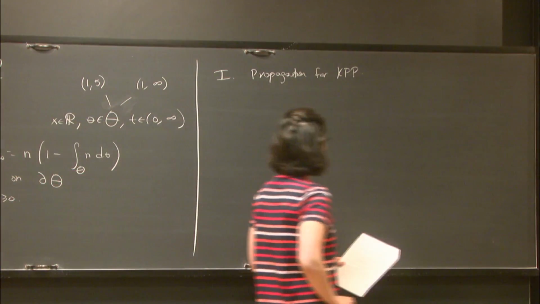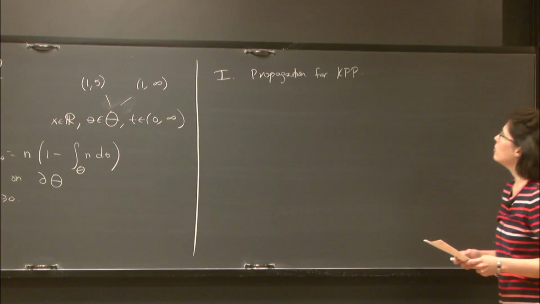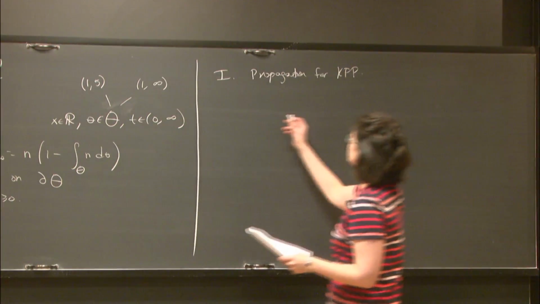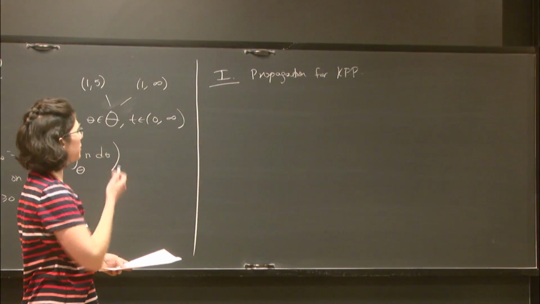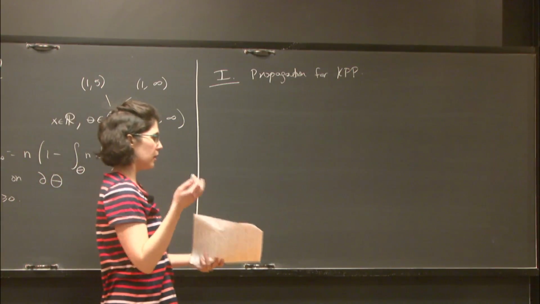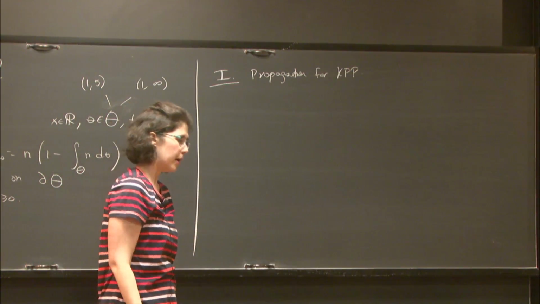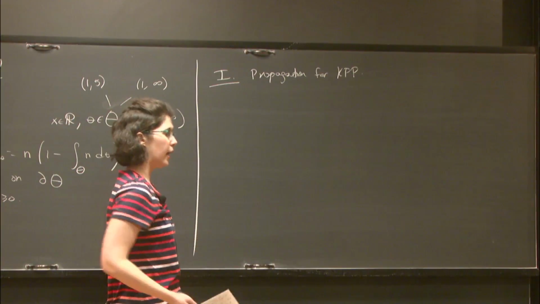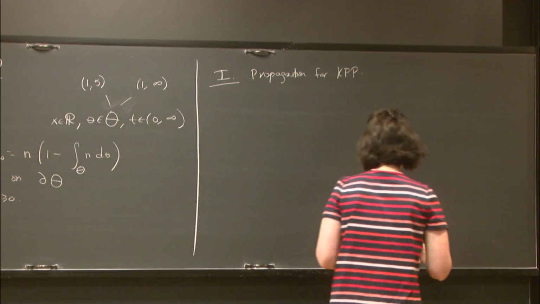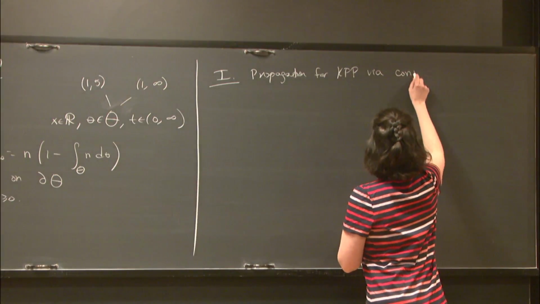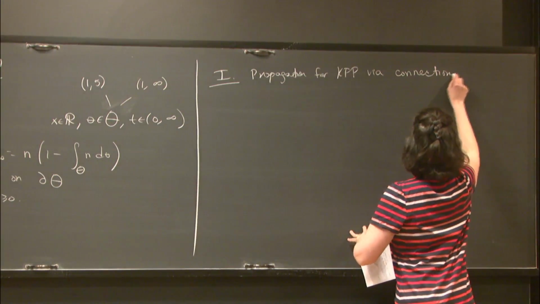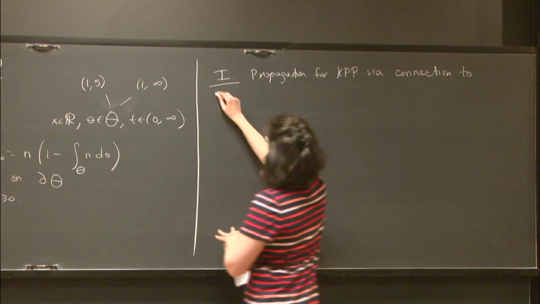So I want to show how to study propagation in KPP using a different approach, one that doesn't use the comparison principle, so it'll be more handy for this situation. This will be via a connection to Hamilton-Jacobi equations.